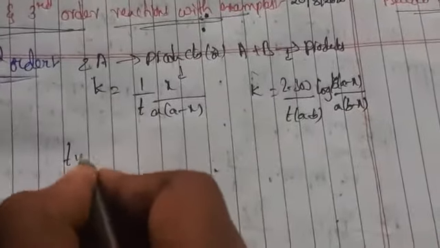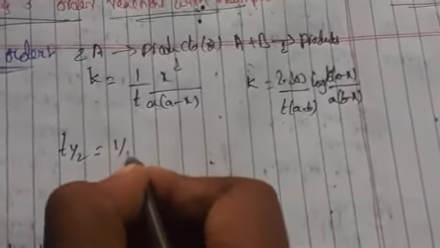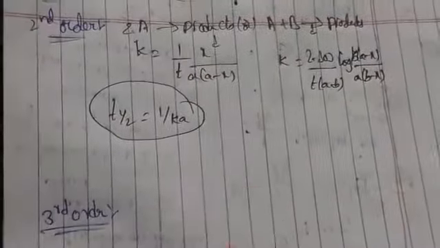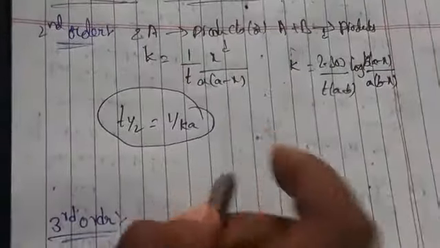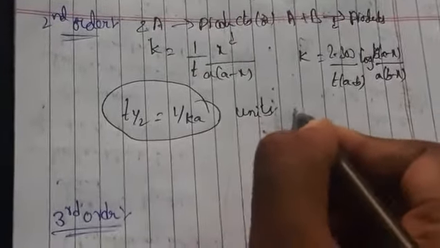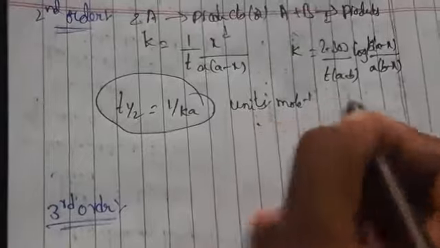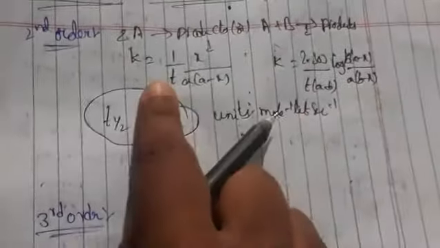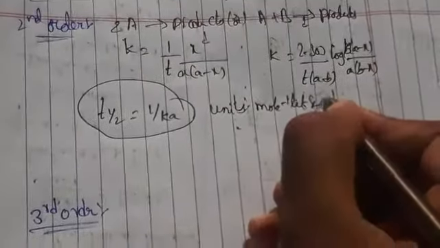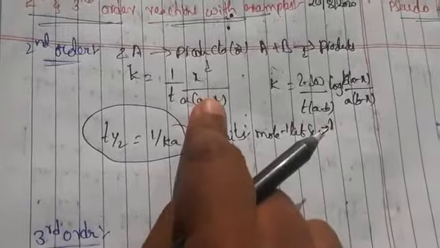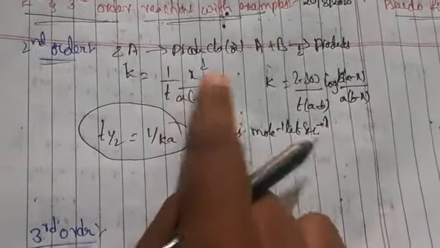Then the half-life time period for this is 1 by Ka, if we are considering this one. Then the units will be mole inverse liter and second inverse. Why? Because 1 by t gives second inverse, and the concentration will be here mole inverse liter.